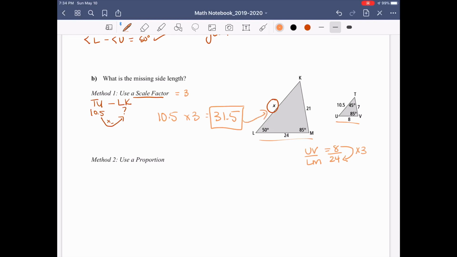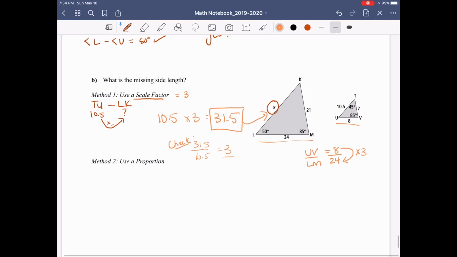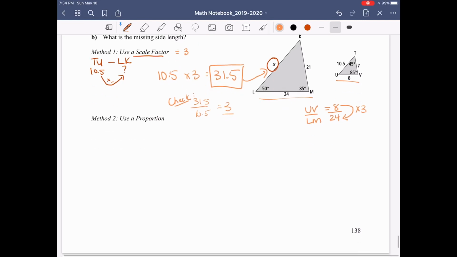To double check, you can do 31.5 over 10.5, and that will give you the same ratio as all the other side lengths, which is 3. Okay, this is to check. So the first way is to find the scale factor and use it. Method two is to use the proportion, is to set up a proportion.